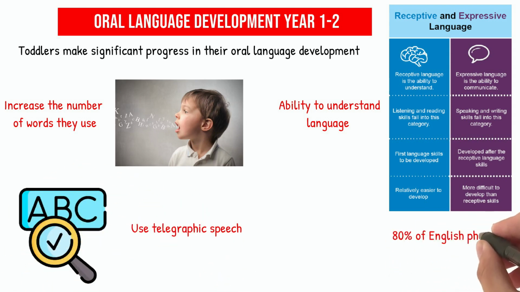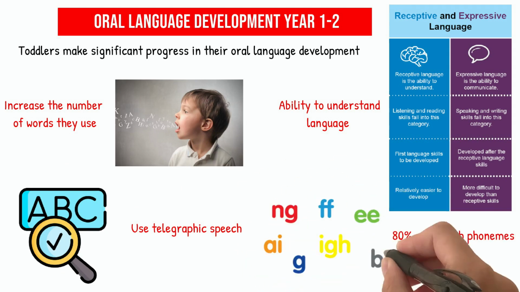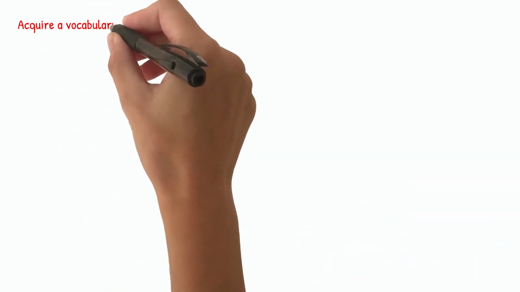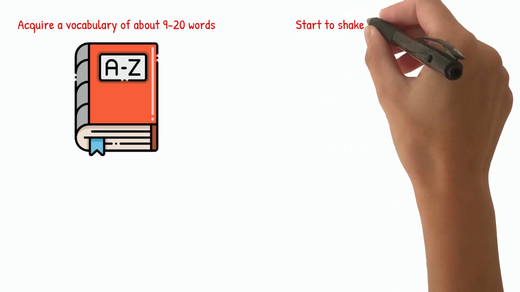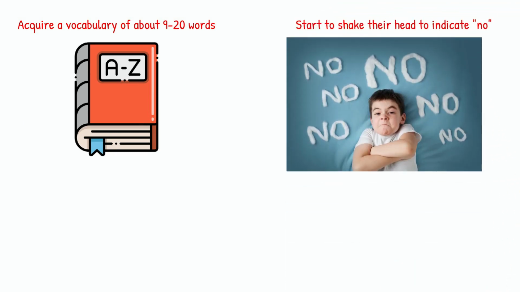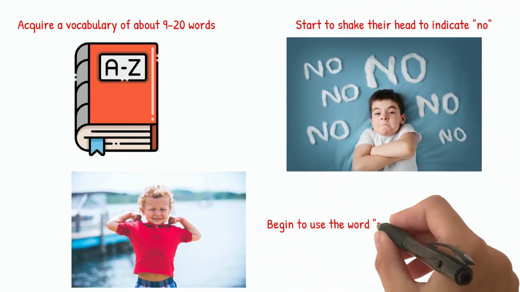They can pronounce about 80% of English phonemes. They acquire a vocabulary of about 9 to 20 words. They start to shake their head to indicate no. They begin to use the word me to refer to themselves.